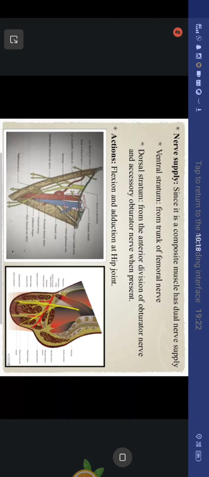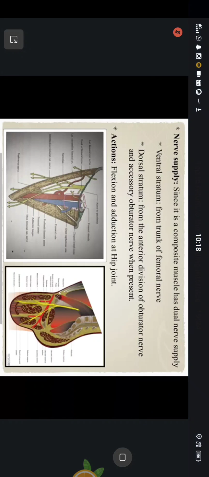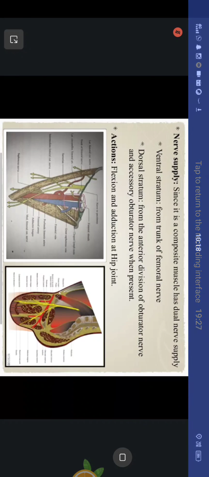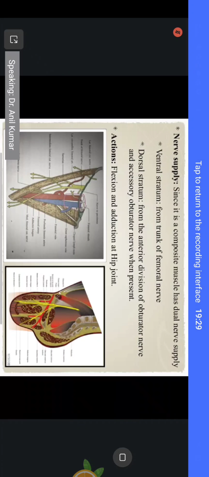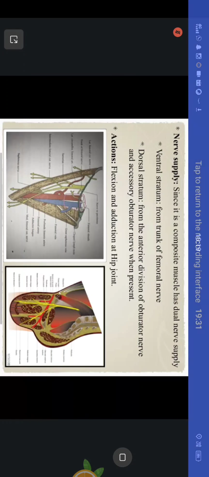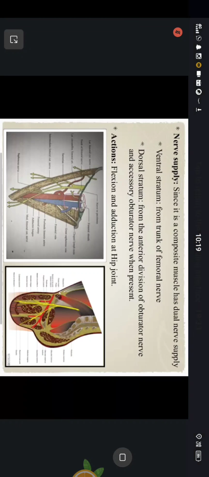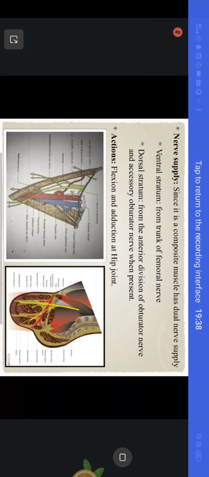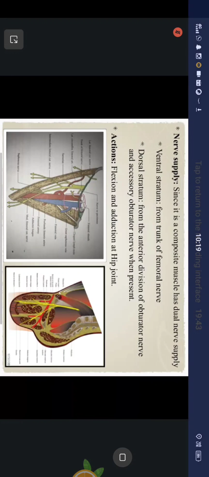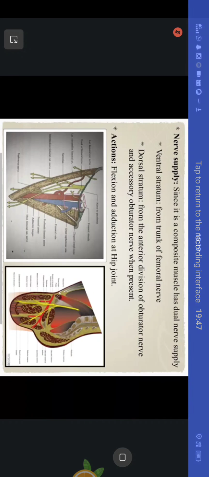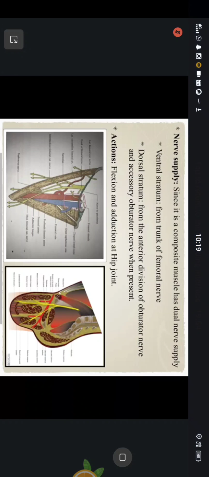Coming to the nerve supply, this muscle is a composite muscle, so it has a dual nerve supply. The anterior aspect is supplied by the femoral nerve. Like that, the posterior aspect is supplied by the anterior division of the obturator nerve. And sometimes the accessory obturator nerve also supplies this. In this second diagram, you can clearly see this nerve supply. Regarding the actions, flexion and adduction at the hip joint.